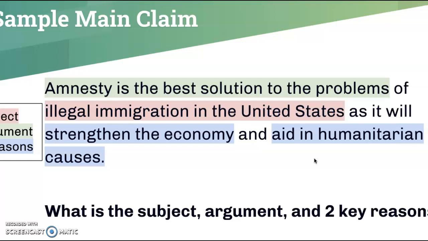When you write your main claim, if you can't distinctively highlight the subject, the argument, and the two reasons why, something is wrong with your main claim and you need to go back and look at the samples to help you out. If you're still struggling with your main claim after this slideshow, remember there are practice slides that let you practice a ton of them that your teacher can give you feedback on.